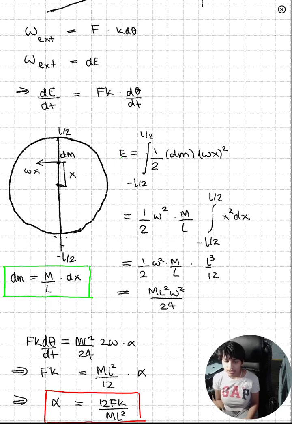But remember, d theta over dt is nothing but omega, because d theta over dt means the change of angular distance over time, which is angular velocity, right? So those cancel out, giving us that Fk equals m L squared over 12 times alpha, or alpha equals 12 Fk over m L squared.